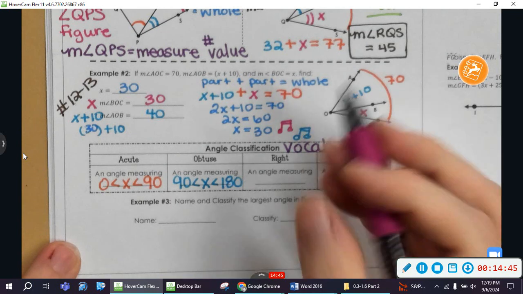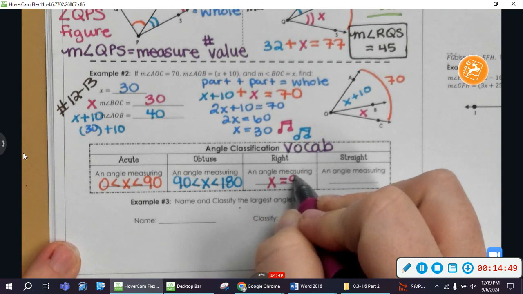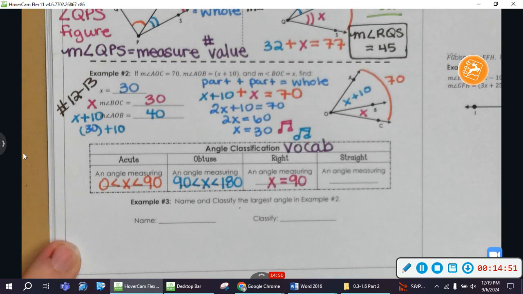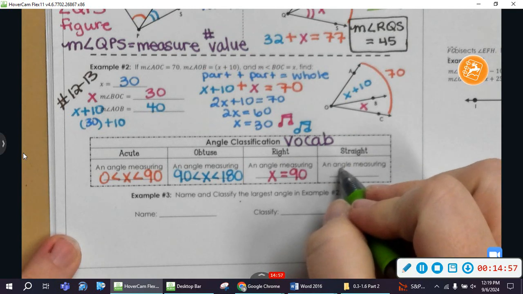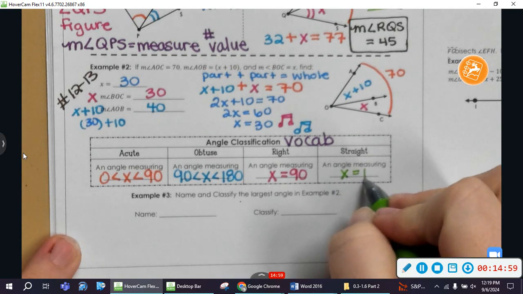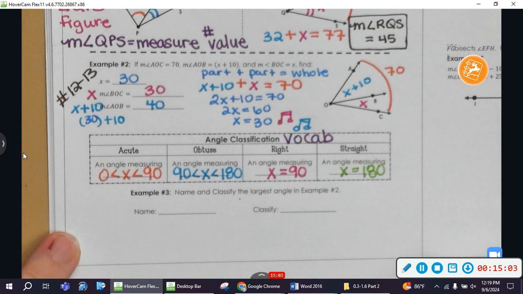And then we have a right angle. Right angles are exactly 90 degrees. And then we have a straight angle, which is a straight line. A straight line has a measure of 180. So next they want us to name and classify the largest angle in example 2.